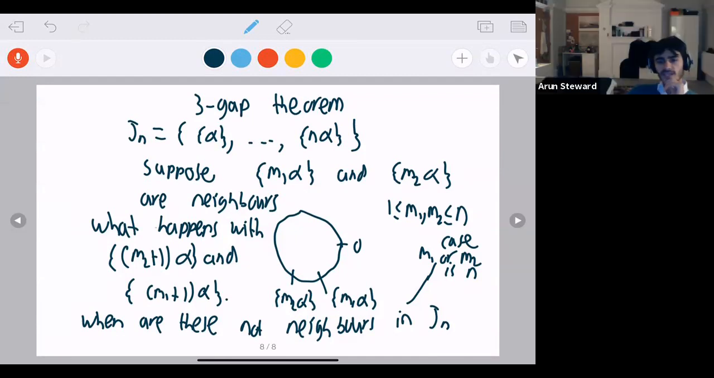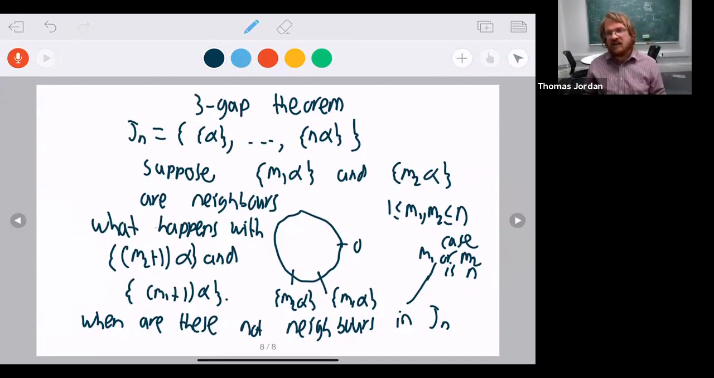Well, they can't be the same value, can they, to start with? Because then they're not neighbors. So they can't be the same.